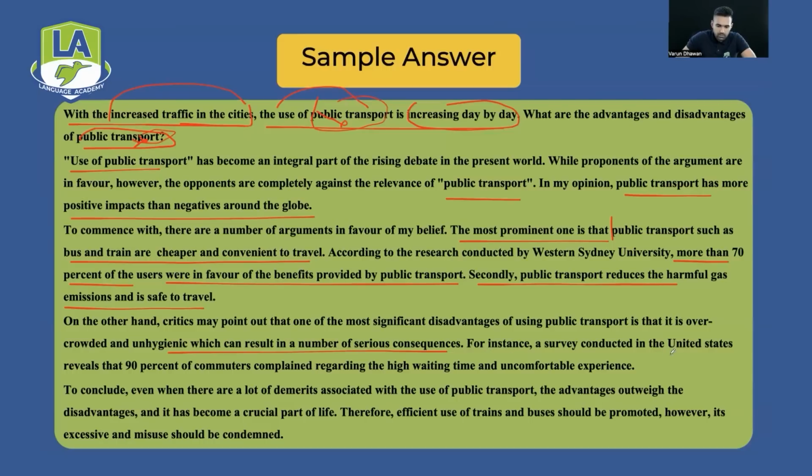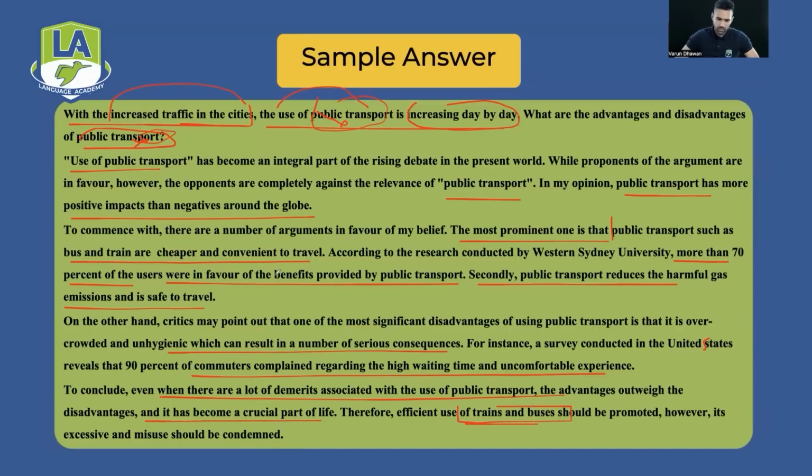For instance, a survey conducted in the United States, as should be capital here, reveals that 90% of the commuters complained regarding the high waiting times and uncomfortable experience. To conclude, even when there are a lot of demerits associated with the use of public transport, the advantages outweigh the disadvantages, and it has become a crucial part of our life. Therefore, efficient use of buses and trains should be promoted. Instead of public transport, I've just written buses and trains. You can write public transport as well. However, excessive use and misuse should be condemned.